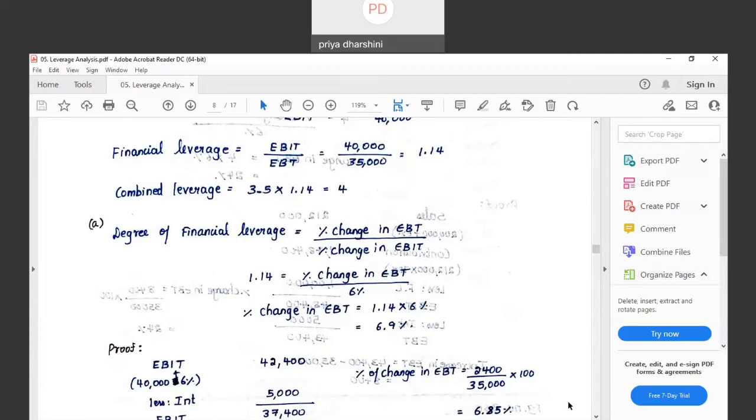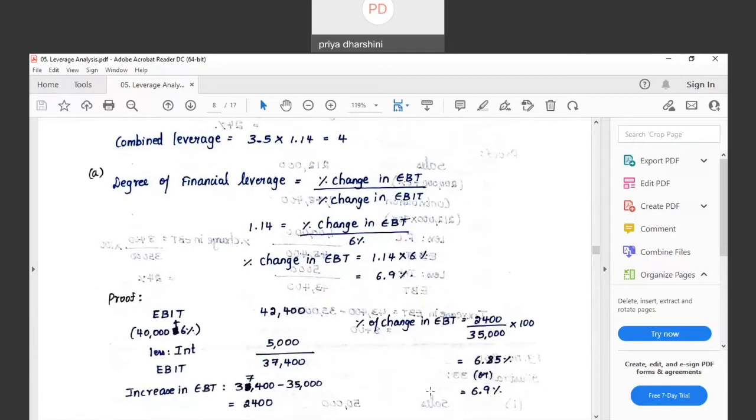What happens to your EBT now? Here it is again not EBIT, it is EBT. What happens to your EBT now? It becomes 37,400. How much was your EBT earlier? EBT earlier was 35,000, which means how much is the increase in EBT? It is 2,400.